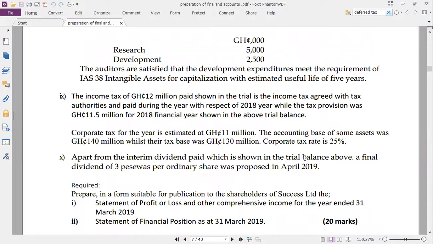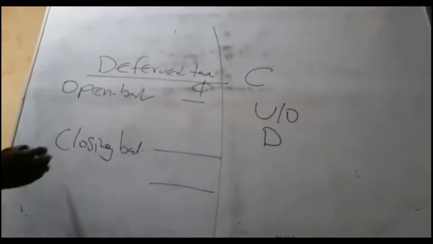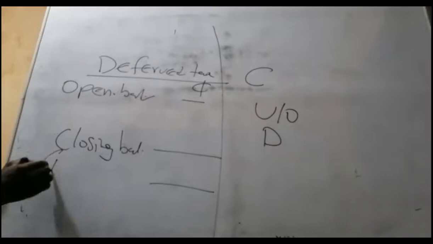Good news, I'm doing a deferred tax section. We're told that the accounting base of some asset was 140 million, and the tax base is 130 million. The tax rate is 25%. So what will be the difference? I'll put my bracket. The temporal difference is what? The 140 million.